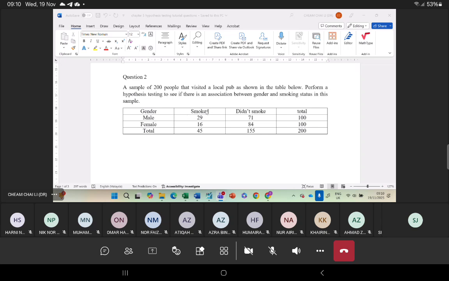Okay, so for smoke status, male ada 29 orang. For female ada 16. So altogether, when we combine male and female, smoke status ada 45. Those who didn't smoke consists of 71 from male and 84 from female, right? So a total of non-smokers is equal to 155. Yeah. So if we combine the smoke and non-smoking status, you have 200. Respondent adalah 200. Yeah, dalam sampel ni adalah 200.